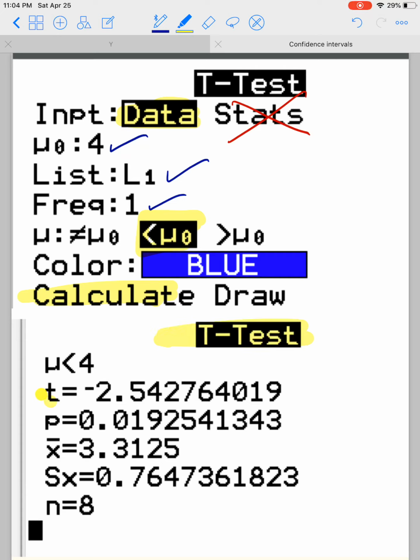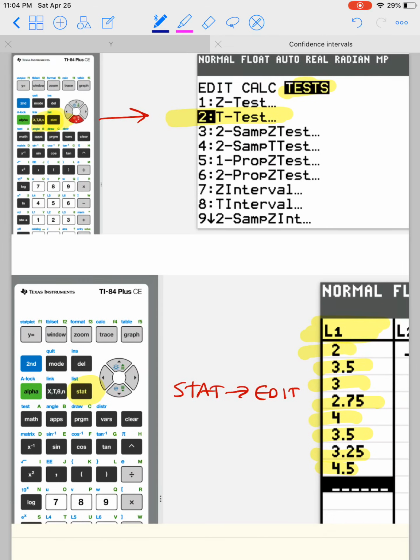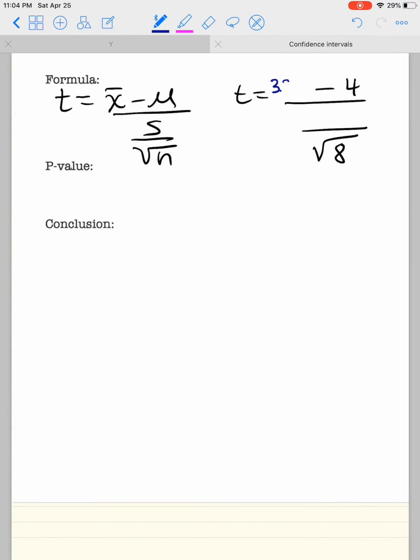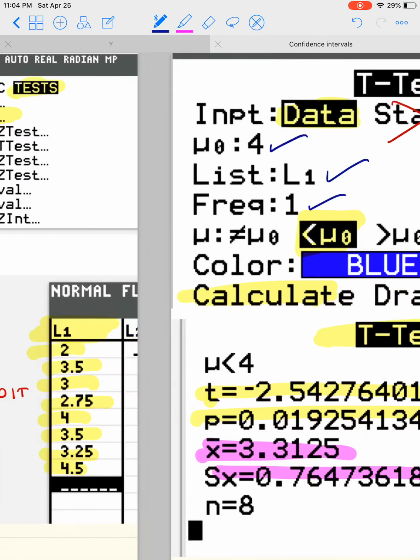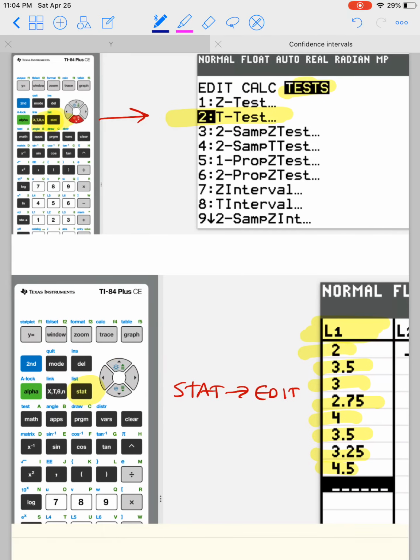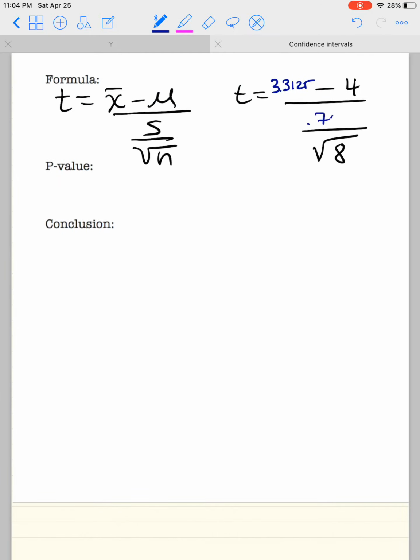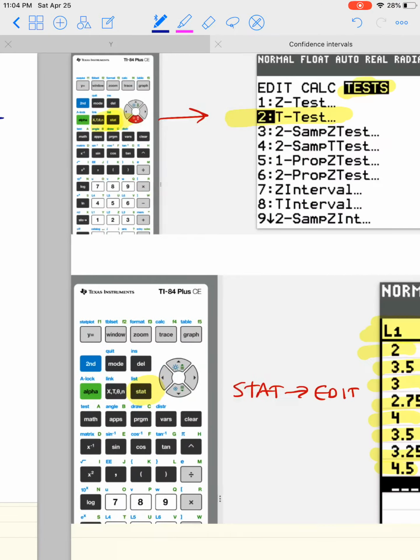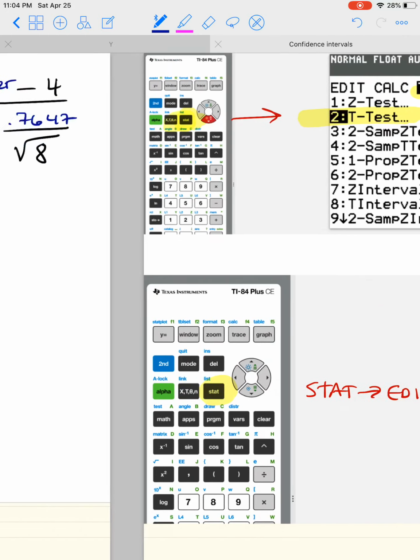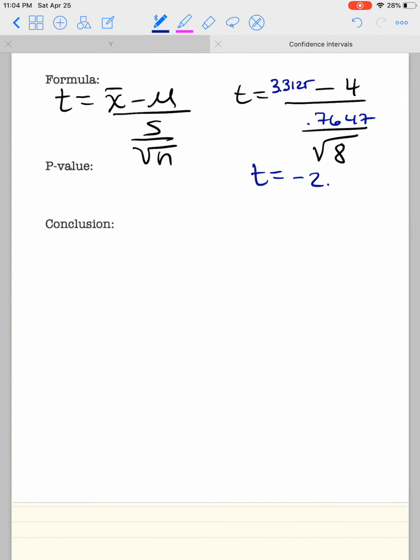And if you take a look, this is your t and this is your p. But look below that, guys, x bar and s. You have to go back and fill it in. So for x bar, I got 3.3125. So I'm going to go back here. 3.3125, and s is 0.7647, 0.7647, and then I'm just going to grab my t, negative 2.54. Great, and it's less than, so now I'm up to my p-value.